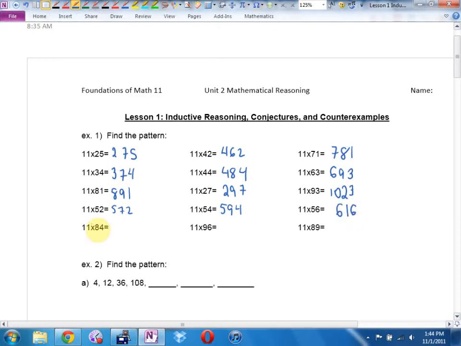What's this one going to be? 11 times 84? 4 here, there's going to be an 8 in the front. Remember that. 8 plus 4 is what? So carry the 1, it's going to become a 9 in the front. Try the last two on your own.